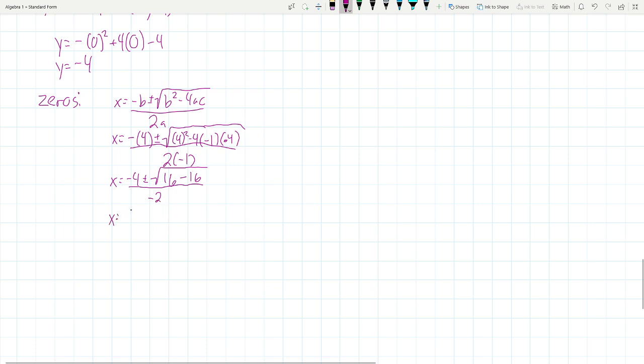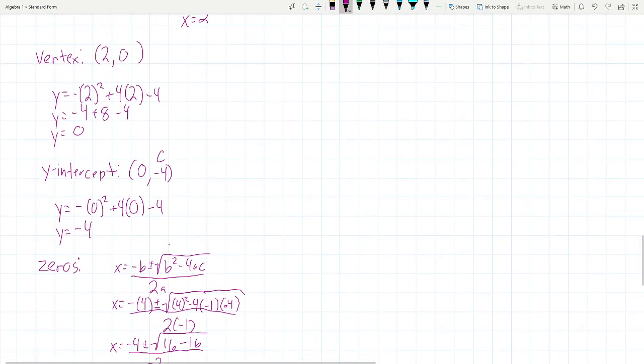And so I get x equals negative 4 plus or minus the square root of 0 all over negative 2. Well, this winds up just being that x equals negative 4 over negative 2, which is the same as positive 2, which also happens to be our vertex.